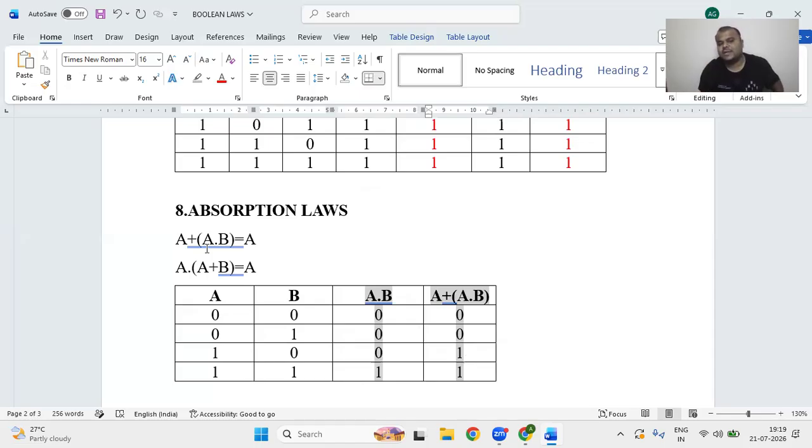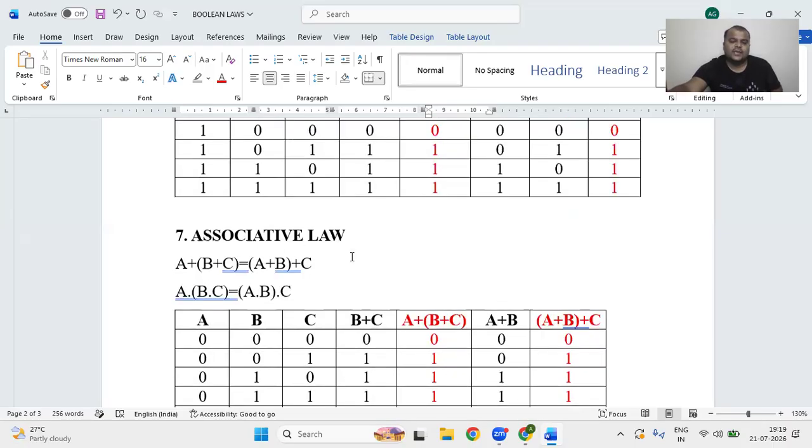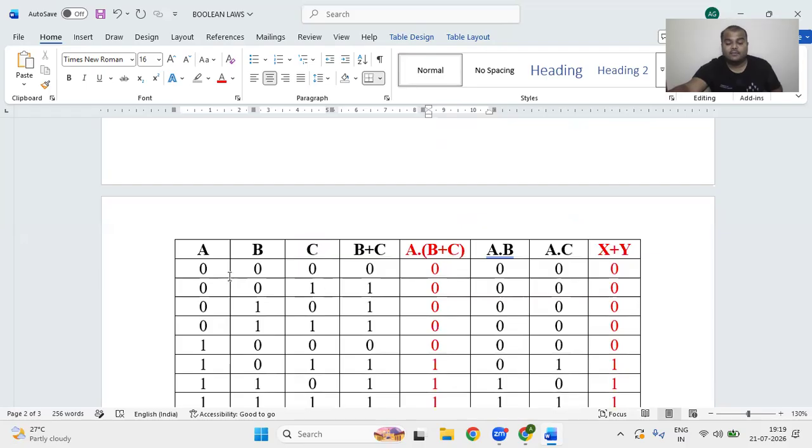If instead of A he has given x plus x into y, the answer is x. If he has given A dash into A dash plus A dash into y, the answer is A dash. You can directly simplify. So the Boolean laws are over: associative law, distributive law. We have one more important law remaining.